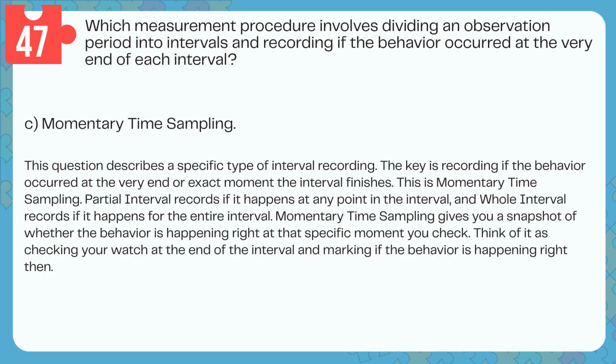This question describes a specific type of interval recording. The key is recording if the behavior occurred at the very end or exact moment the interval finishes. This is momentary time sampling. Partial interval records if it happens at any point in the interval, and whole interval records if it happens for the entire interval. Momentary time sampling gives you a snapshot of whether the behavior is happening right at that specific moment you check. Think of it as checking your watch at the end of the interval and marking if the behavior is happening right then.